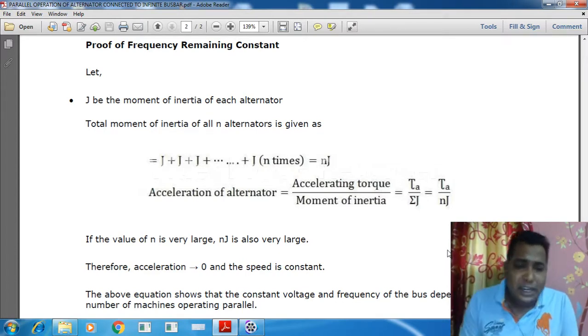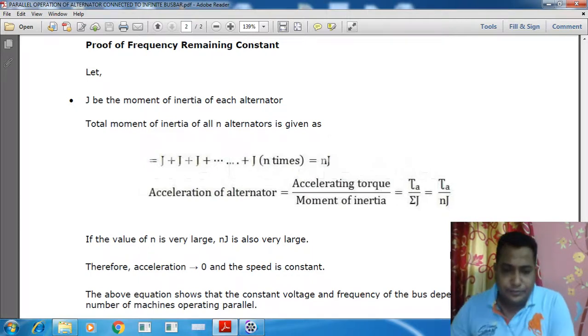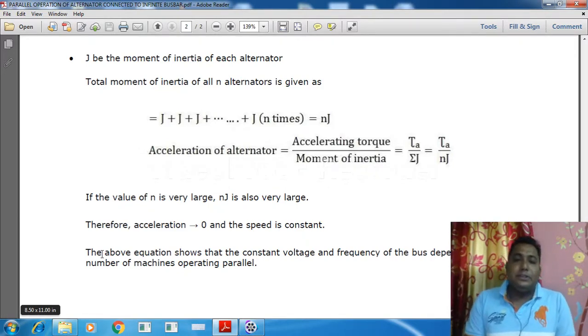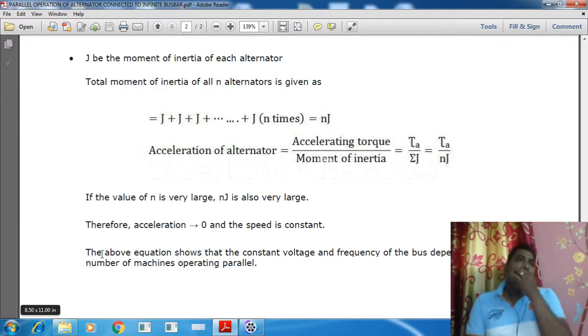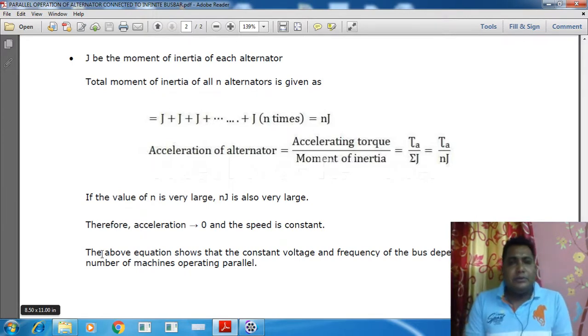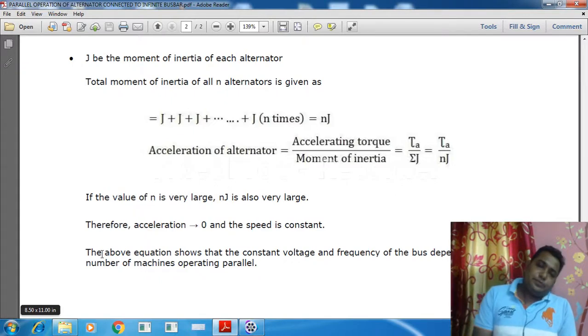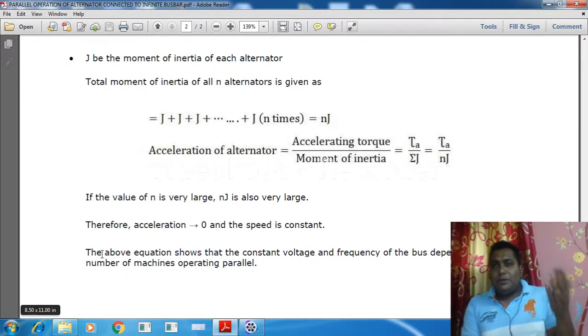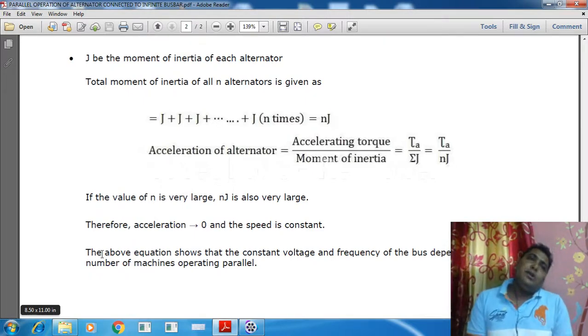If they remain constant, then the above equation shows constant voltage and frequency. If the speed is constant, we can think again of the frequency formula. What is the frequency formula? N is equal to 120 f by p. From there we can find the n, and so f is equal to n into p by 120.